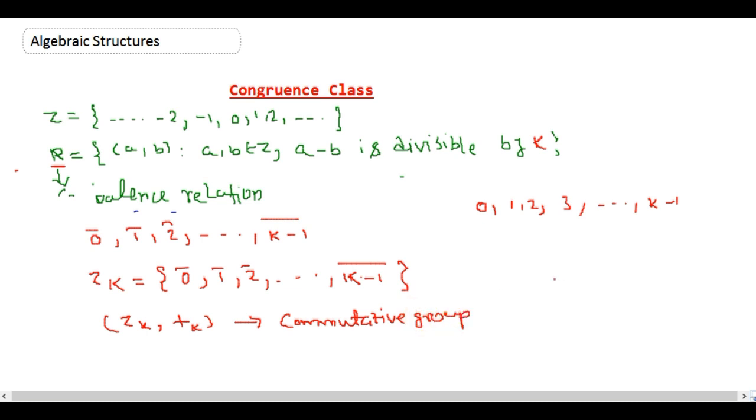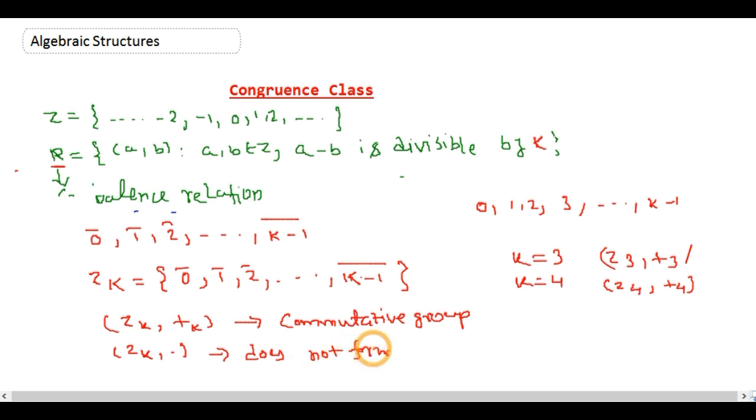We have already done it for k equals 3 and k equals 4. For k equals 3, we get the set Z3 with plus. For k equals 4, we get Z4 with plus. In the same way, Zk with plus forms a commutative group, and Zk under multiplication does not form a group. So that's how we work with congruence classes. I hope you understand all this about congruence classes.